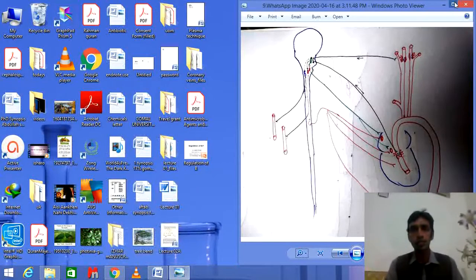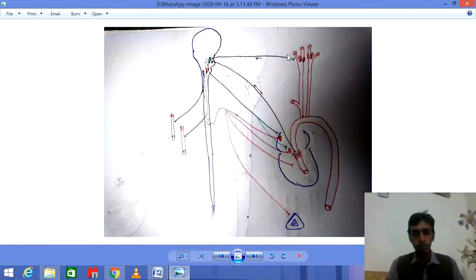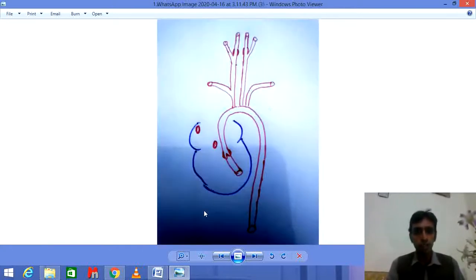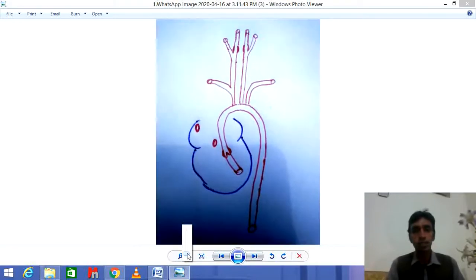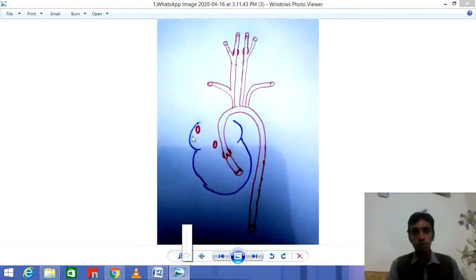In the diagram you can see, this is a complex diagram, which we will come to at the end. In the start we will focus on this diagram. In this diagram you can see a heart represented by blue color. From the heart the aorta arises. This is the aorta, the main artery which arises from the left ventricle.